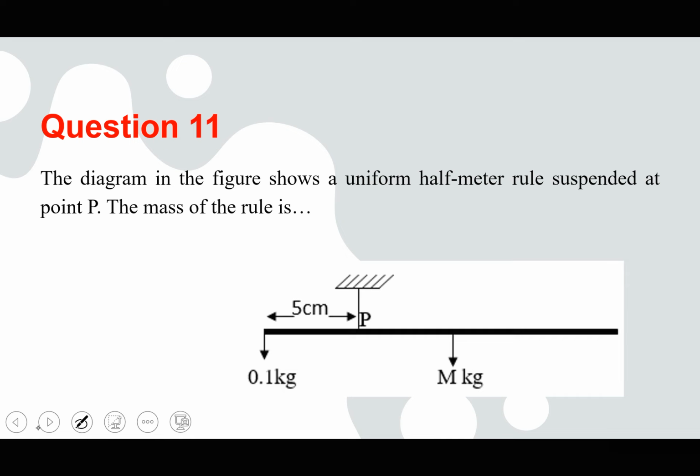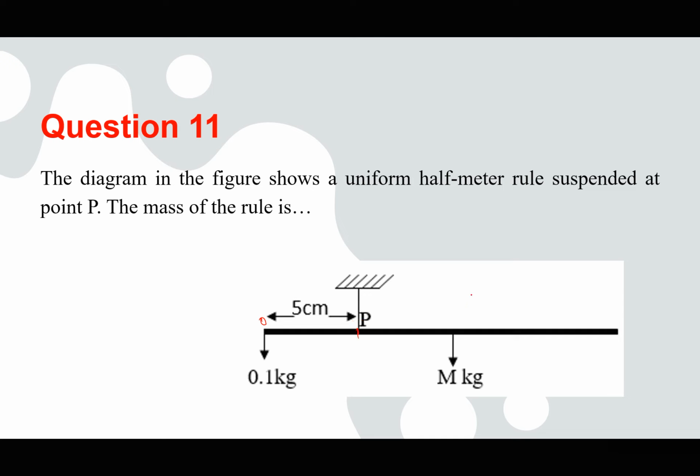The diagram in the figure shows a uniform half-meter rule suspended at point P. You have to find the mass of the rule. It is a uniform half-meter rule, which means its total length is 50 centimeters. So if this is the 0 centimeter mark, this is the 5 centimeter mark.